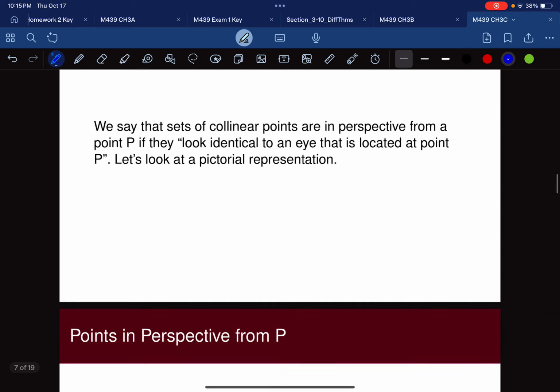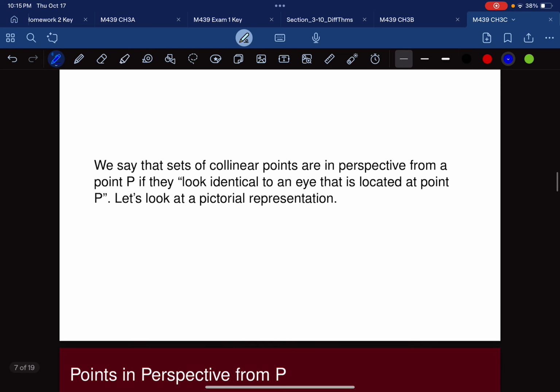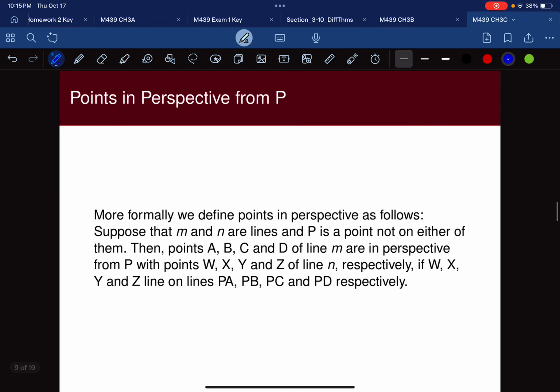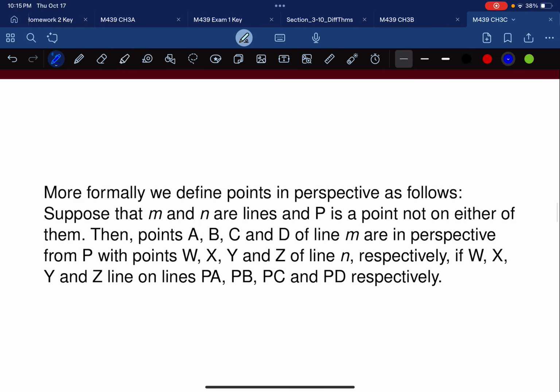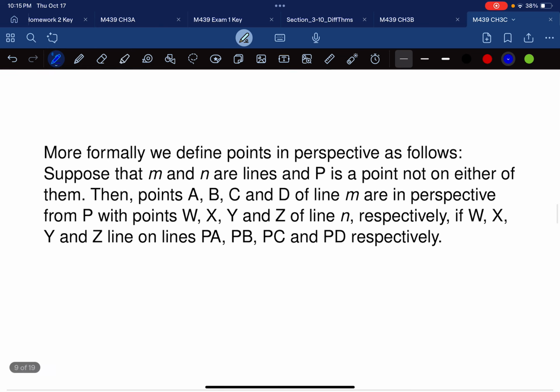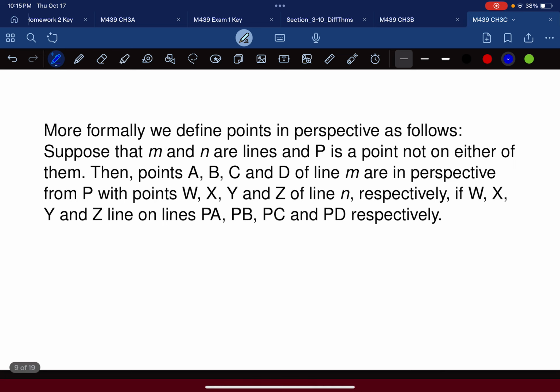Again, the idea is that sets of collinear points are in perspective from point P if they look identical to an eye that's located at point P. The definition in general is more formal. So we can define points in perspective as follows. Suppose M and N are lines and P is a point not on either of them. Okay, so let's just draw it out. M and N are lines. Say this is line M. Let's say this is line N. And P is a point not on either of them, so I'll put a point P right here.